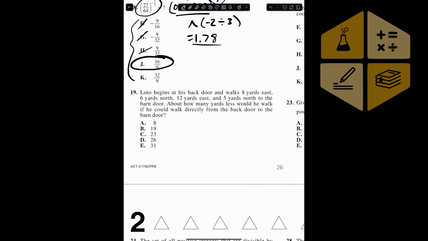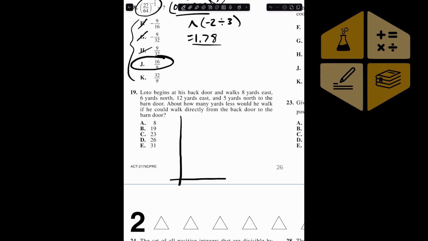Two more. Number 19. Loto begins at his back door and walks 8 yards east, 6 yards north, 12 yards east, and 5 yards north to the barn door. About how many yards less would he walk if he could walk directly from the back door to the barn door? So this is kind of like a graphing problem, or the distance between 2 points. This is a good opportunity for me to show you a great way to find the distance between 2 points without memorizing the distance formula, which unfortunately a lot of students think they need to memorize for the ACT test. So if he's going east and north, that puts us in the first quadrant.